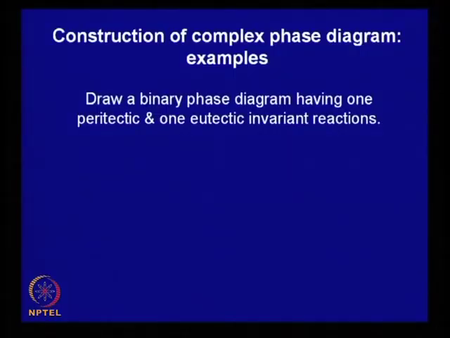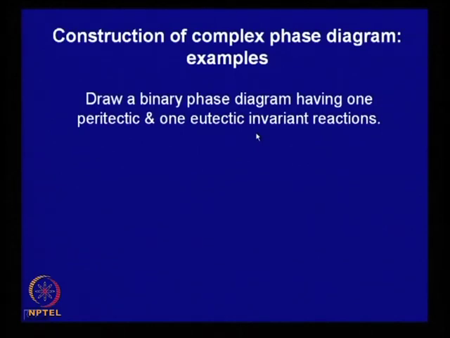And now, a real phase diagram, as has been mentioned, may consist of several of these reactions. Now, let us look at some examples of construction of a complex phase diagram. So, as one example, let us first take a case where we have to draw a binary phase diagram having one peritectic and one eutectic invariant reaction. How will you do it?